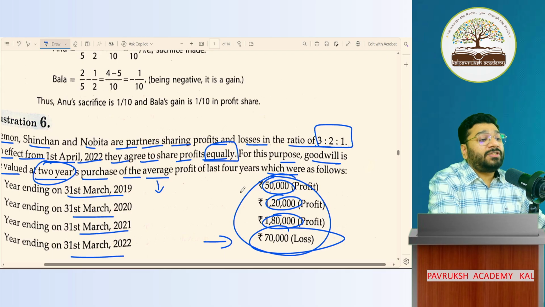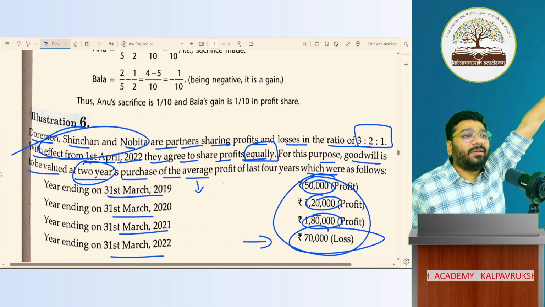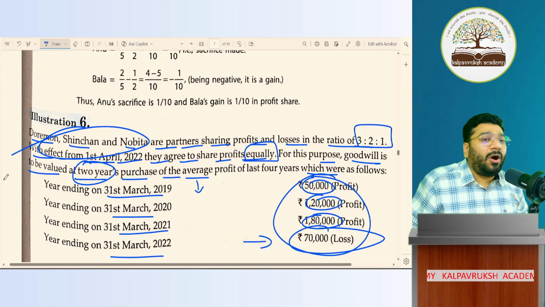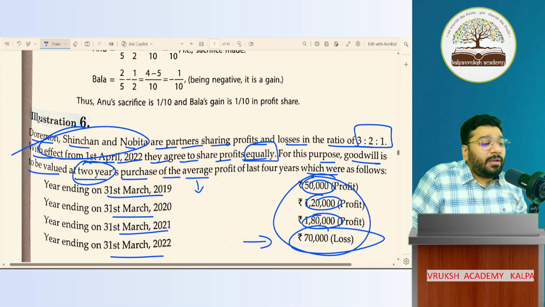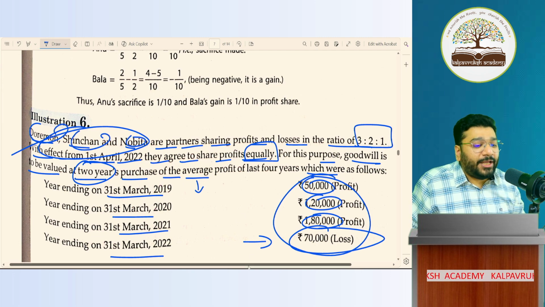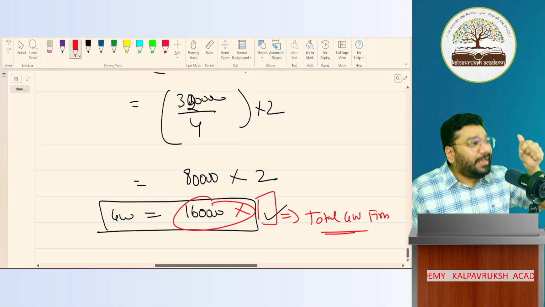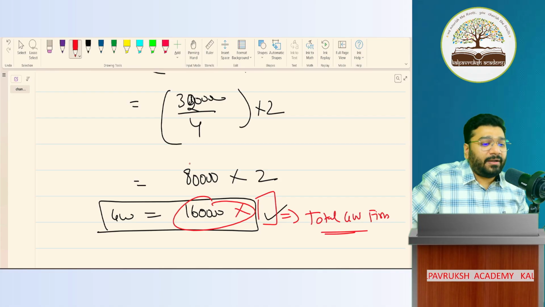If Doraemon, Shinchan and Nobita, all three, are selling the entire business to Annapurna, so Annapurna has to pay in total how much? 1,60,000 rupees. Got it, not got it? But here, between Doraemon, Shinchan and Nobita, there is a change in profit sharing ratio. On this, a proportionate amount has to be multiplied, and that goodwill we have to recover from the gaining partner and give to the sacrificing partner.